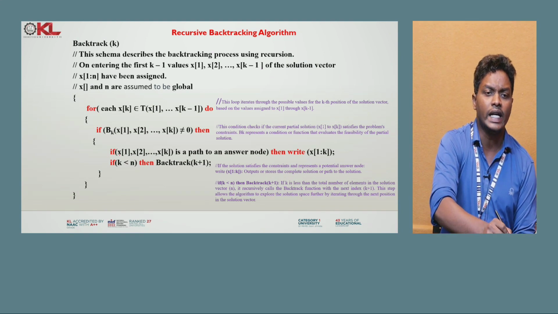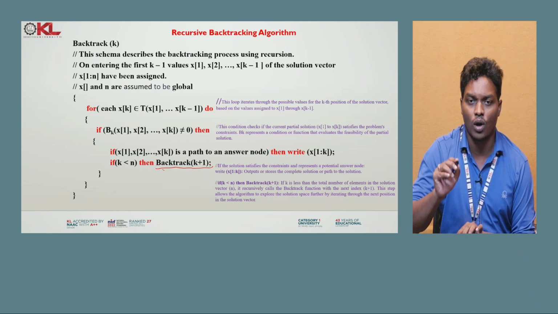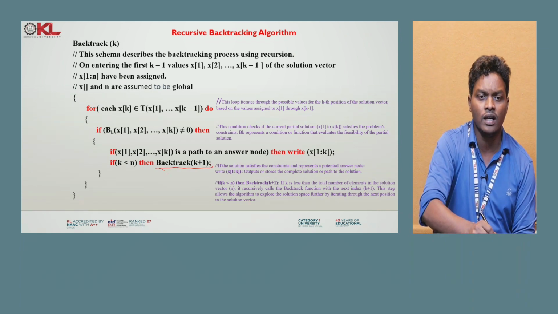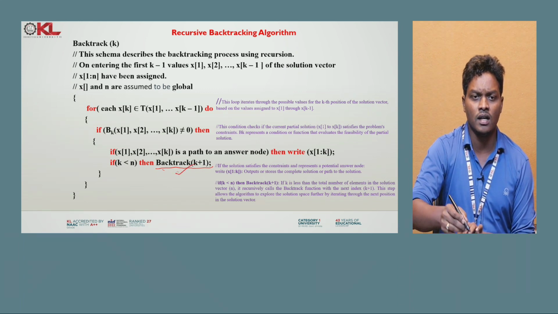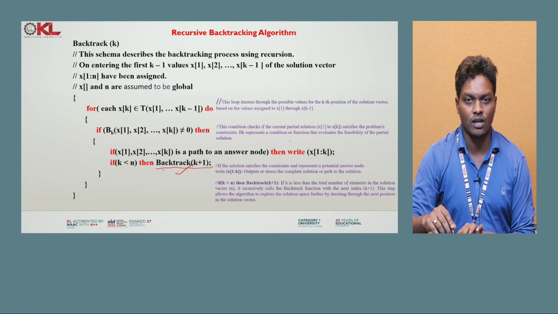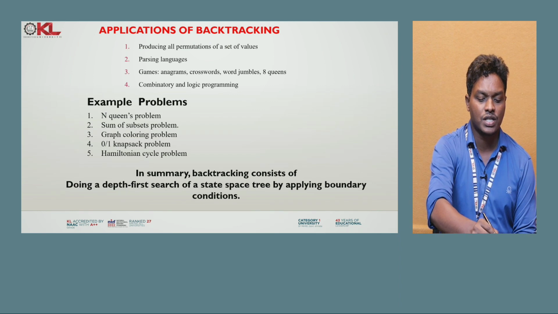Iteratively, it will check each and every queen to see whether it has a conflict or not. If a conflict occurs, it will call the function backtrack. So this is the recursive backtracking algorithm. Next, we will see the applications. So what are the applications?